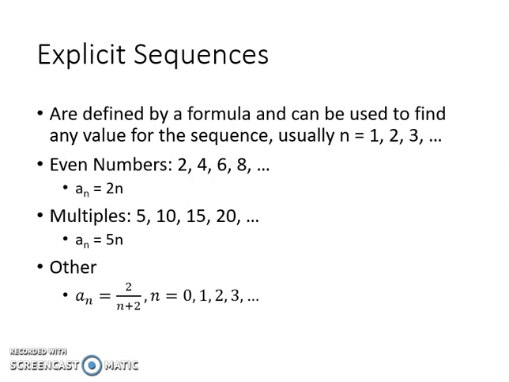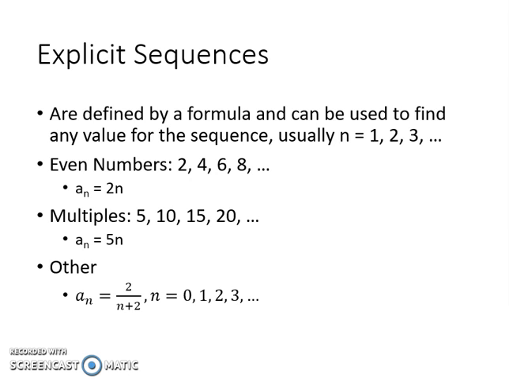Hi everybody, so we're going to look at explicit sequences. Explicit sequences are just sequences where we have a good clear definition for each of the values, so hence the name explicit. So we're defined by a formula and we can easily find any value in the sequence. Usually our n starts at 1, but sometimes it'll start at 0.